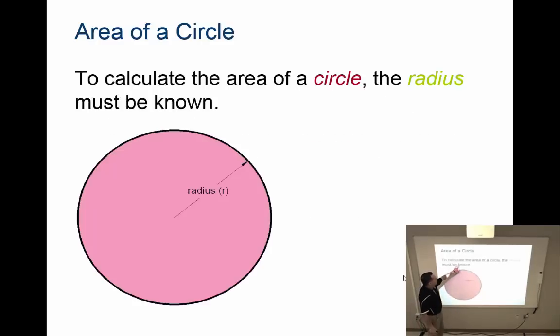To calculate the area of the circle, we need the radius then. So instead of using the distance that goes all the way across, we're interested in the distance from the center to that edge. And then we'll use this formula, which I think you're familiar with, to do the calculation.